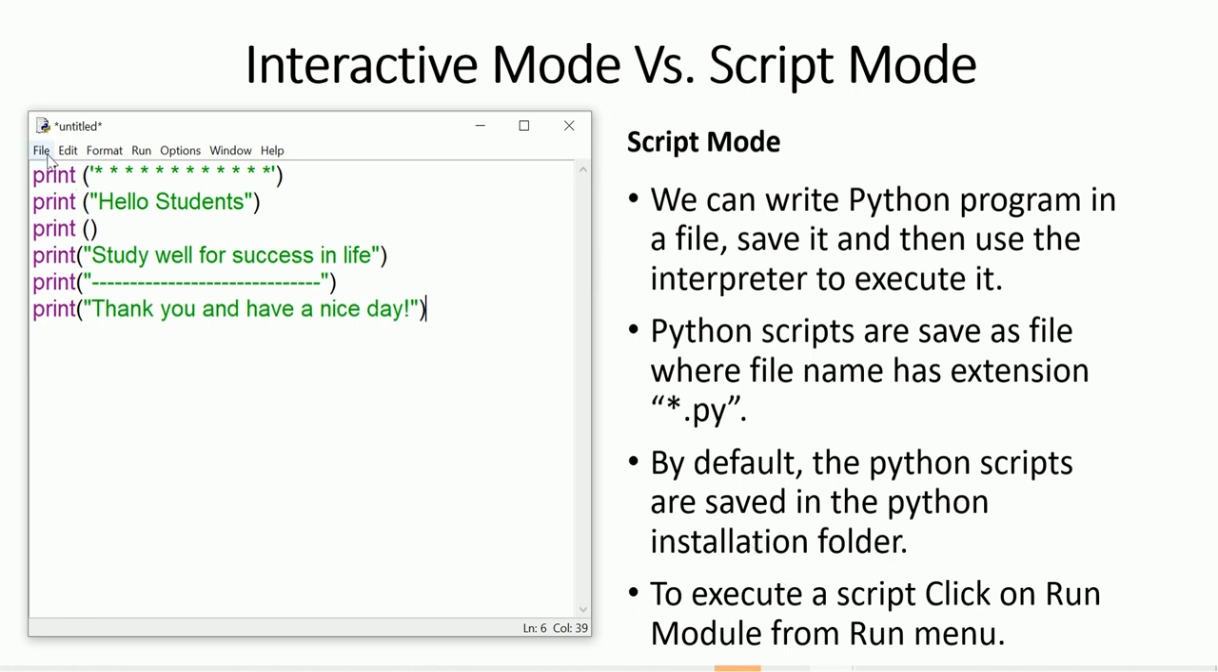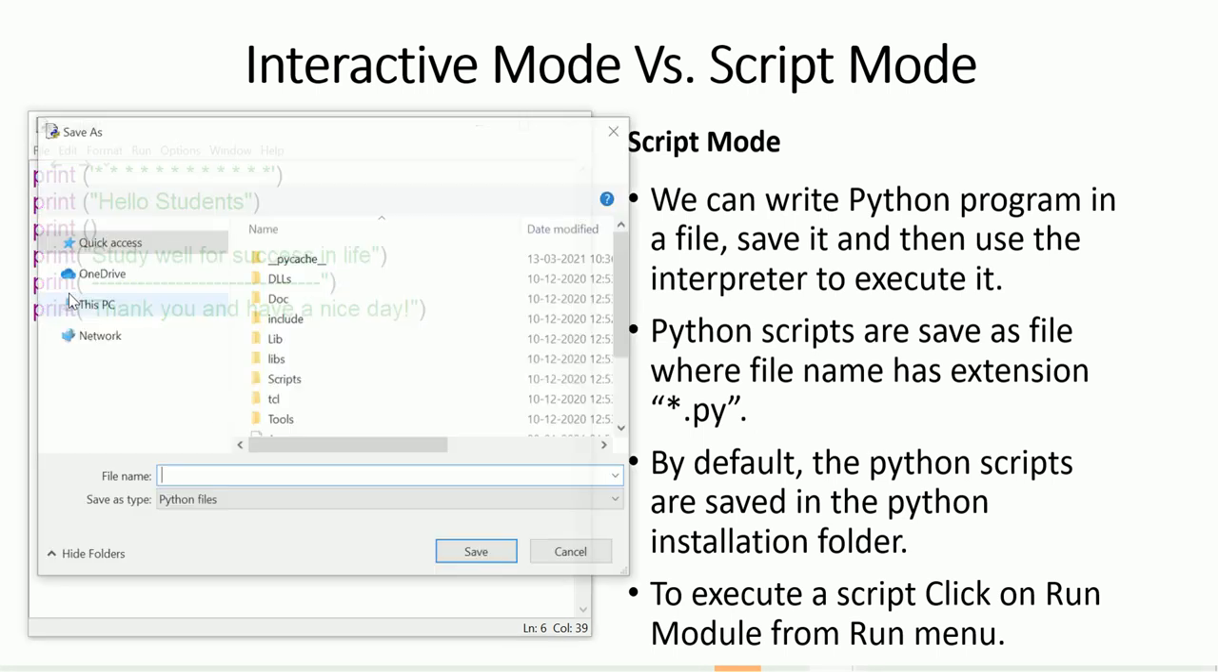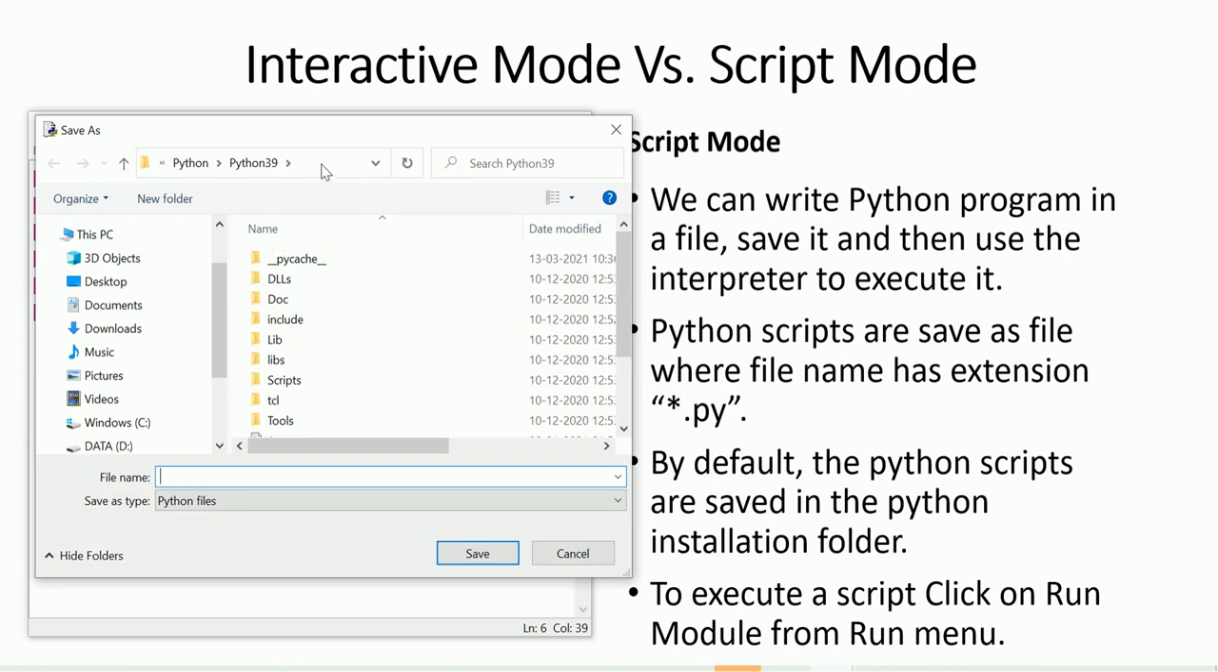Let's see, go to the file, click on save, or you can click save as. By default the Python execution folder is here: C drive, then users, my app data, local, then programs, and in the programs folder the Python 3.9 folder is there. In that folder I am going to save the file.